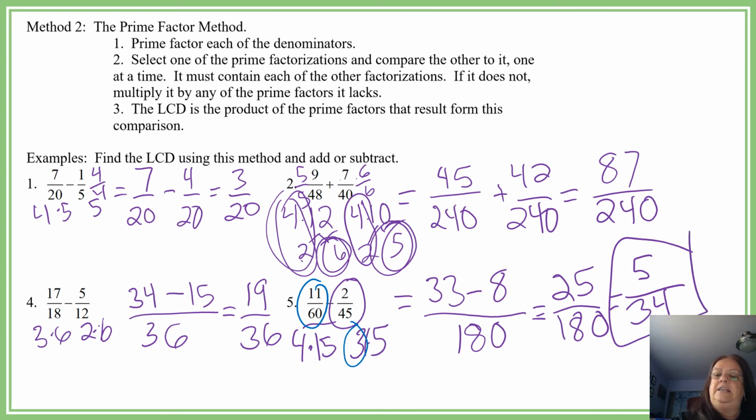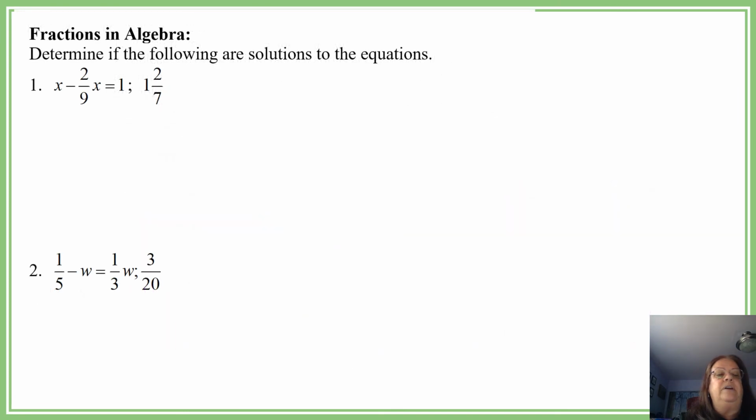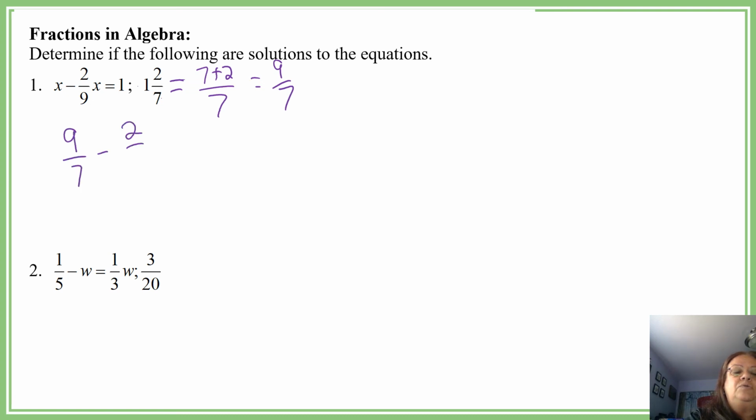All right, and I believe, nope, there we are, fractions in algebra 2. In algebra, determine if the following are solutions. So we're going to plug them in. Well, notice I've got a mixed number, so I'm going to convert it first into an improper fraction. 7 times 1 is 7, plus 2 is 9 sevenths. So I have 9 sevenths minus 2 over 9 times 9 sevenths. Well, the 9s are going to cross out. Yay, making my math much easier.